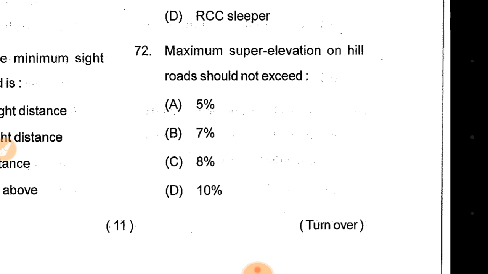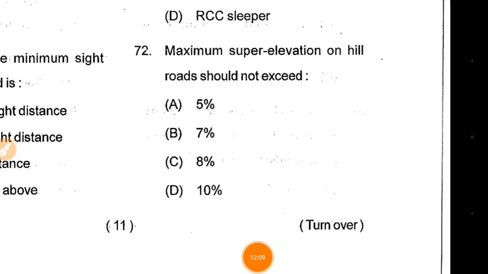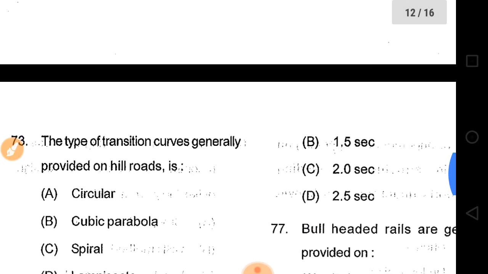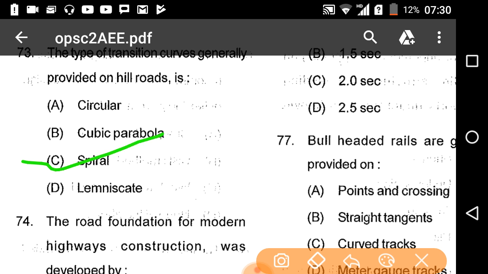Maximum super elevation on a hilly road should not exceed 5%, 7%, 8%, 10%. So here maximum super elevation on a hilly road should not exceed 10%. The type of transition curve generally provided on hilly curves is spiral. Option C is the correct answer.